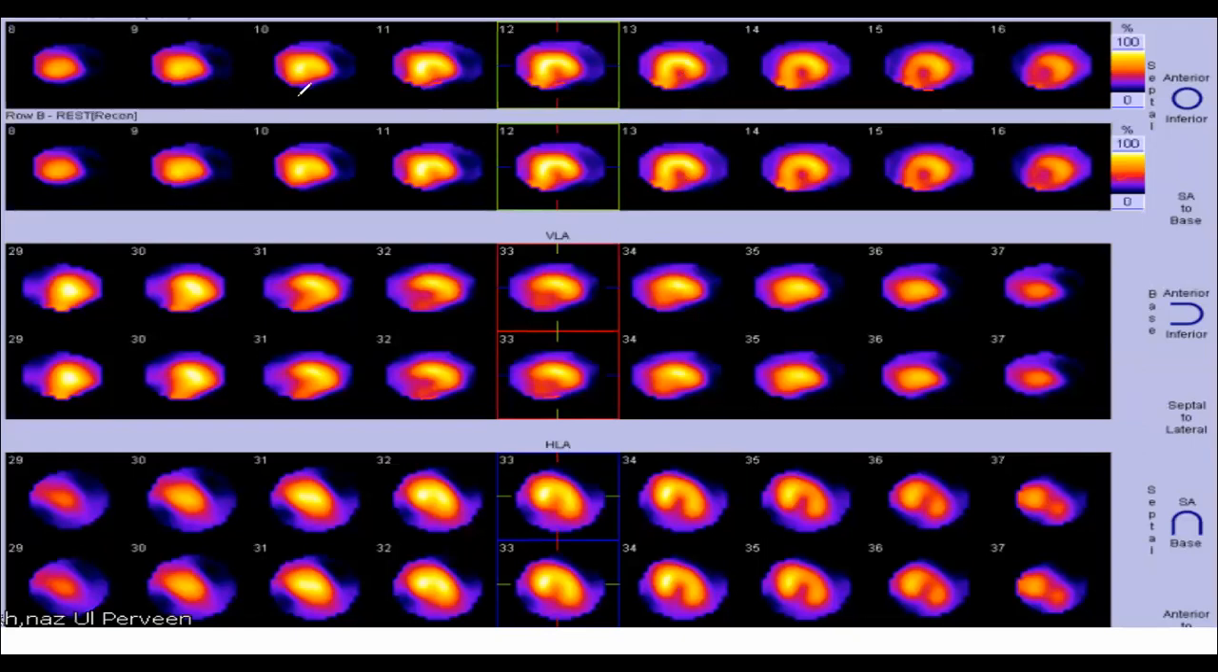So how are you going to write it? It's a small size, moderate severity. There is a perfusion defect both at stress and rest involving mid inferior and basal inferior segments.